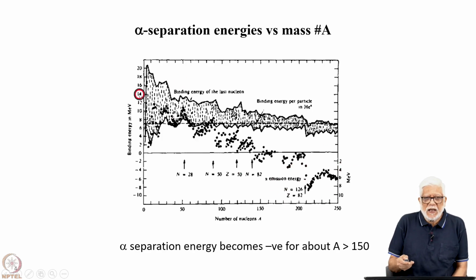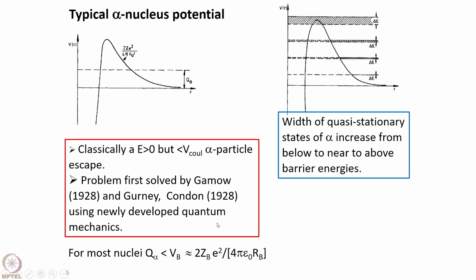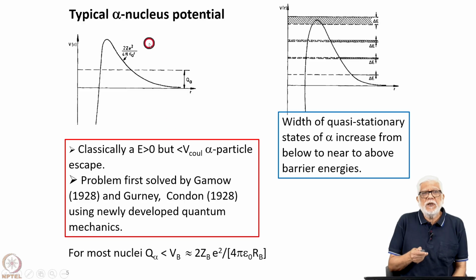Here you have to supply energy to the nucleus for the alpha to come out, whereas here it spontaneously decays into alpha. Of course, the decay probability depends very heavily on the binding energy and the Coulomb barrier that it faces. Okay, so the typical alpha nuclear potential is like this.